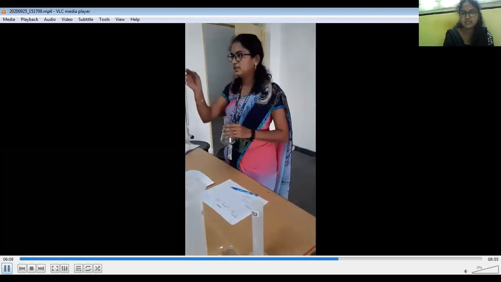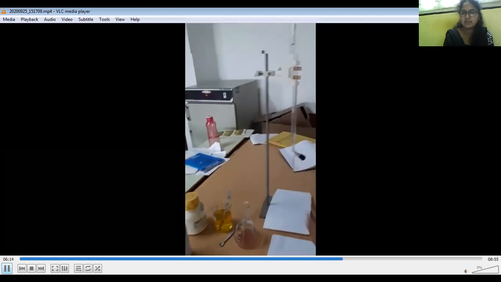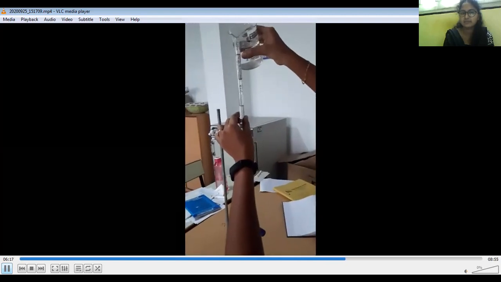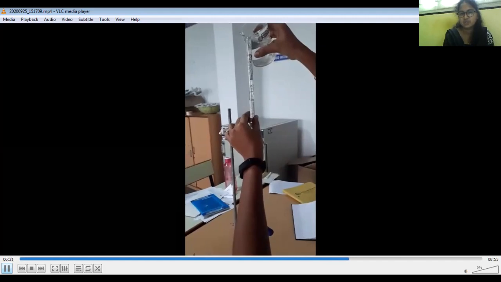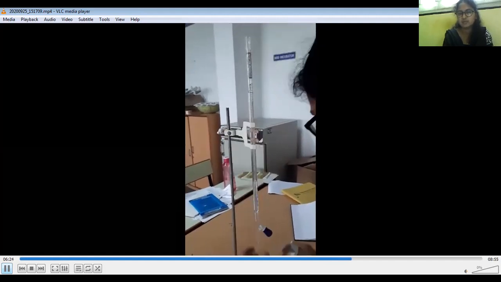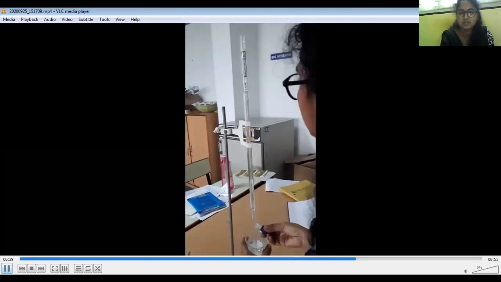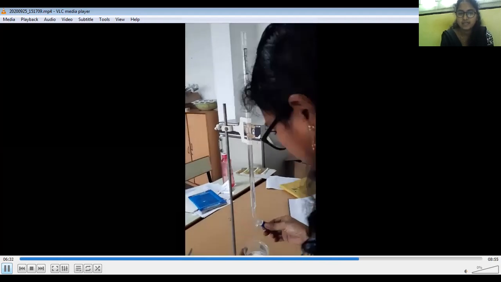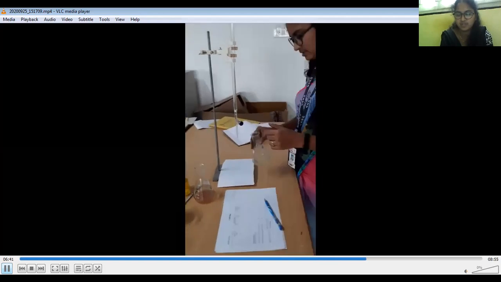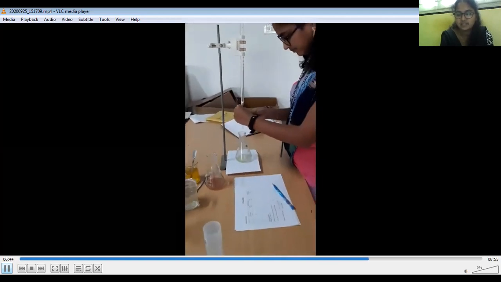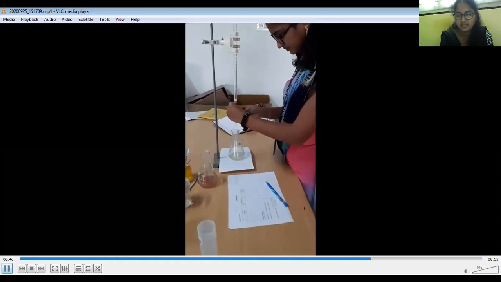Again, we titrate it using silver nitrate. You will refill the silver nitrate in the burette and mark it as 0, that means the initial value is 0. Again, take the distilled water into the flask, add 2 to 3 drops of potassium chromate, and titrate with the silver nitrate solution.